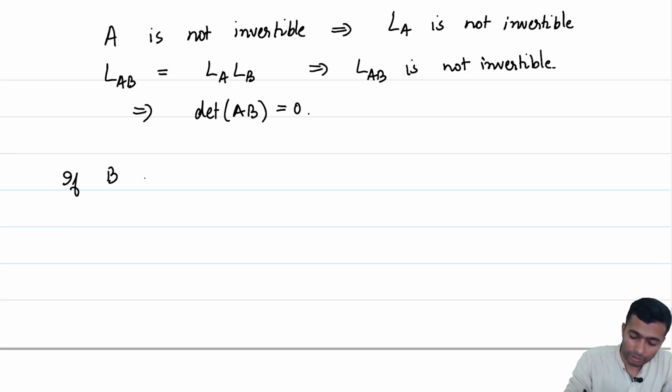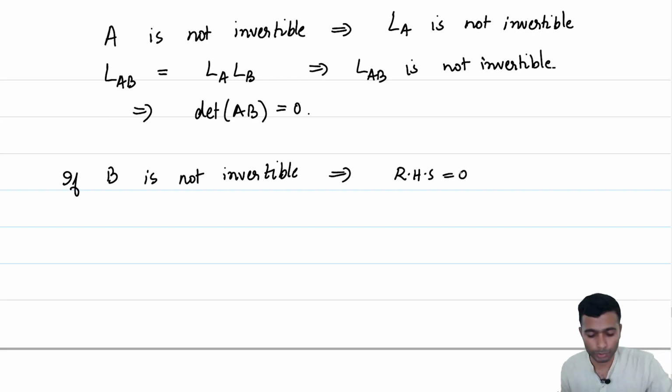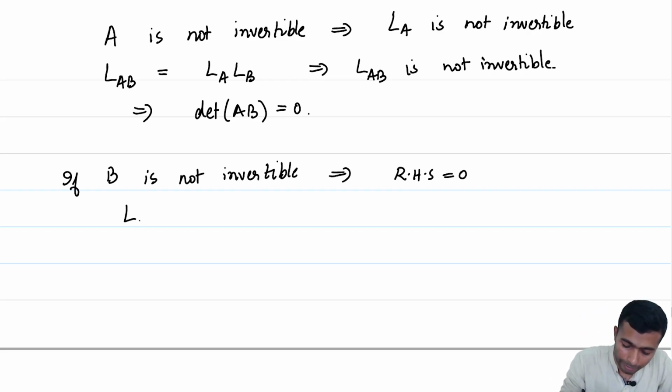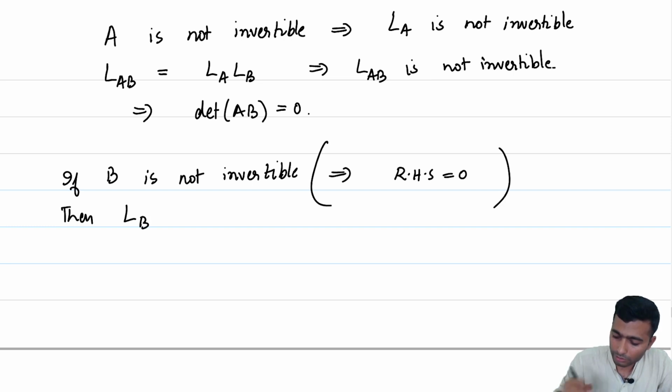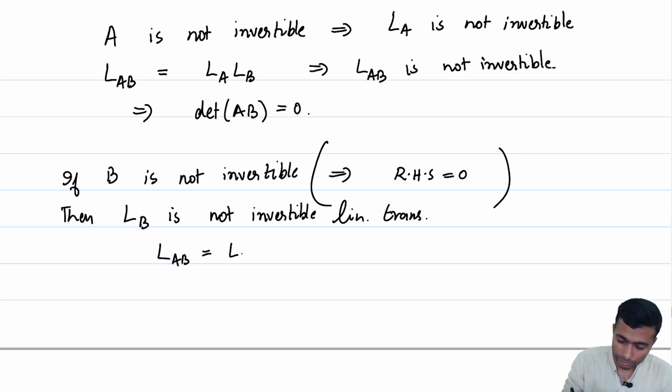If B is not invertible, a similar argument tells us that RHS is equal to 0, because determinant of B is equal to 0. But B not invertible implies that LB is not invertible, as a linear transformation, it is not an invertible linear transformation. That means that LAB, which is equal to LALB, is not invertible.